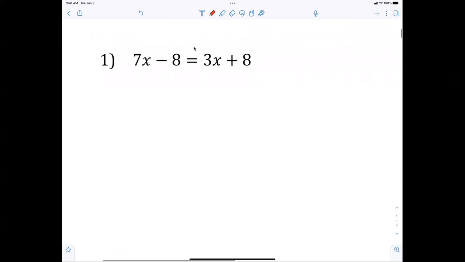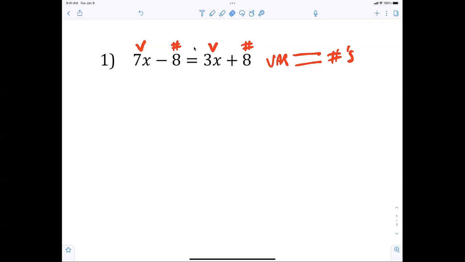All right. I want everybody to take a look at the 7x and say, well, that's a variable. 8 is a number. 3x is a variable. And 8 is a number. All right. So with what I just said to you, here's my equal sign. I'm trying to move the variables to the left, and I'm trying to move the numbers to the right. That's your goal. And when you move something, all you have to do is to do what to the sign?